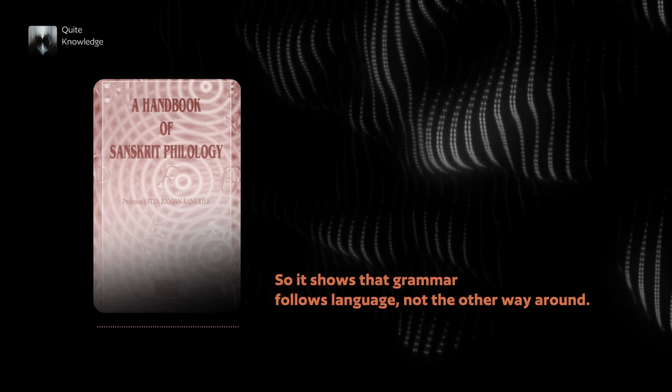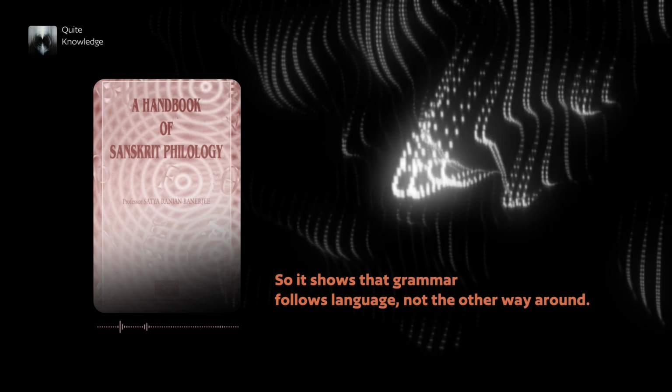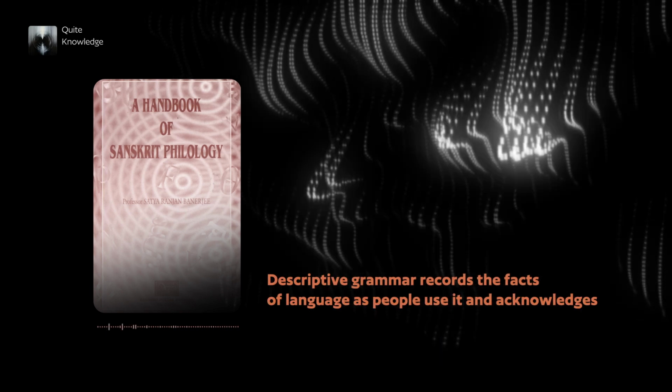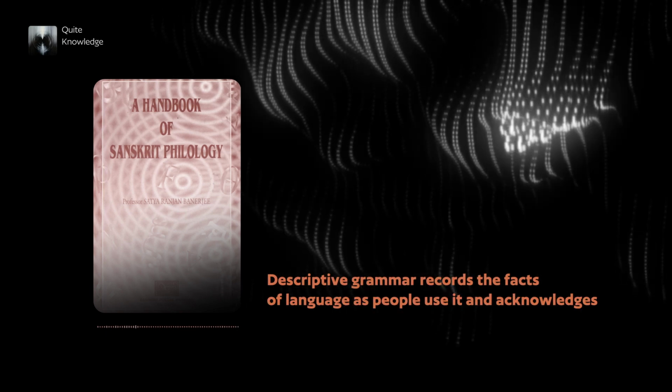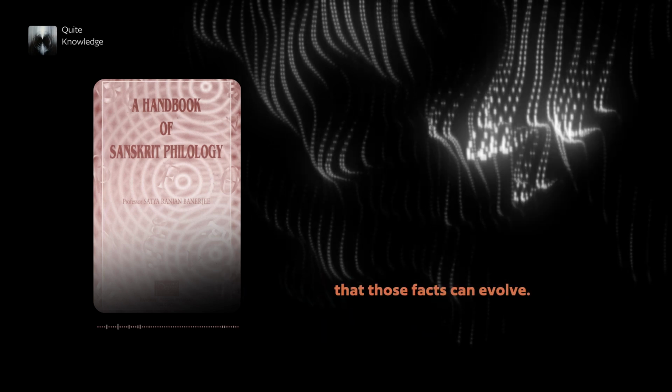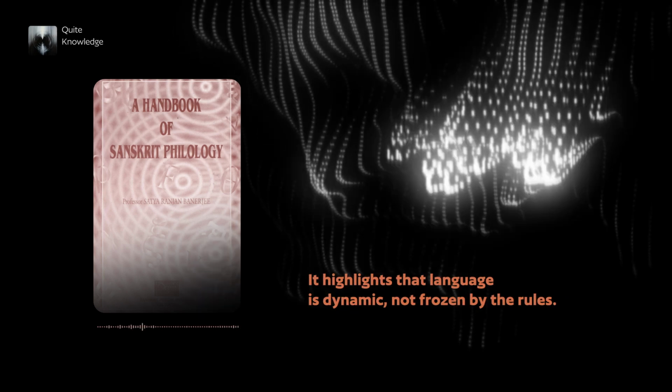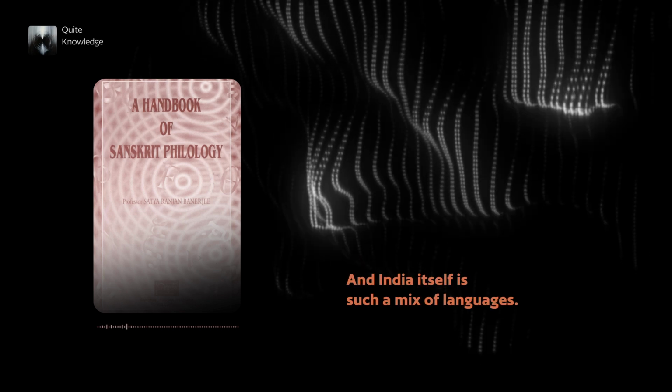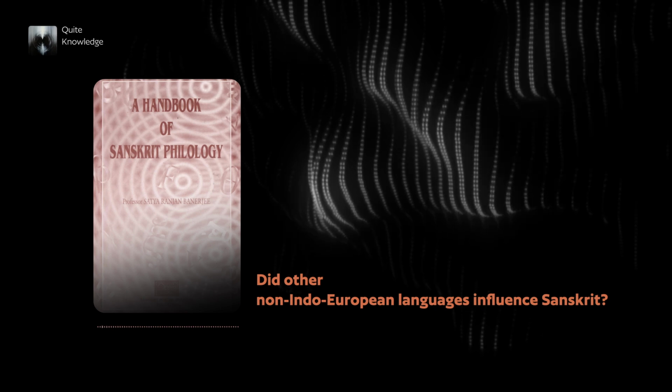So it shows that grammar follows language, not the other way around. In a sense, yes. Descriptive grammar records the facts of language as people use it and acknowledges that those facts can evolve. It highlights that language is dynamic, not frozen by the rules. And India itself is such a mix of languages. Did other non-Indo-European languages influence Sanskrit?